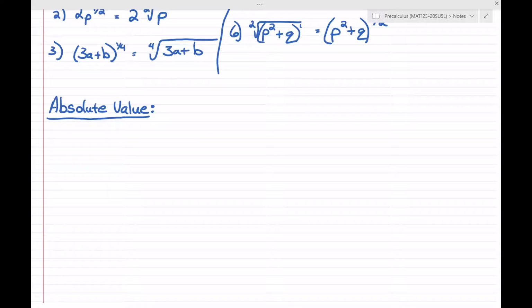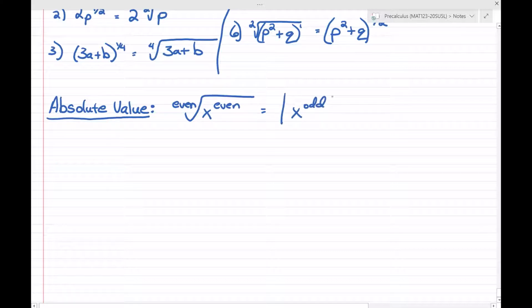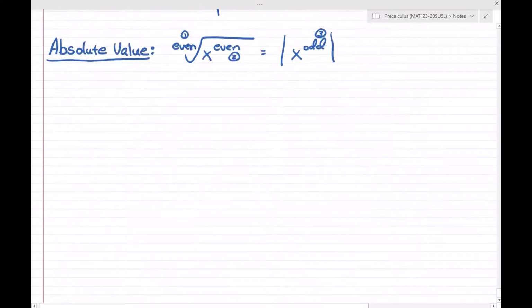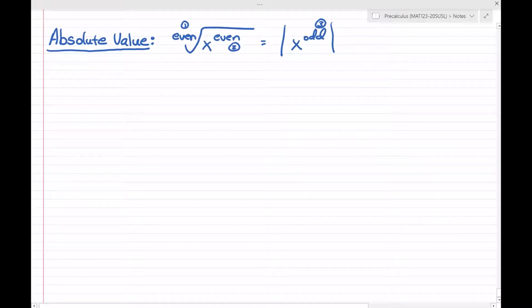Let's discuss absolute value and its importance with radicals. So the rule with absolute value is that whenever you take an even root of anything to an even power and you get an odd power answer, you need absolute value. So you need these three things: 1, 2, 3. Even, even, odd, you need absolute value. That's the rule. If one of those is missing, you don't need absolute value.